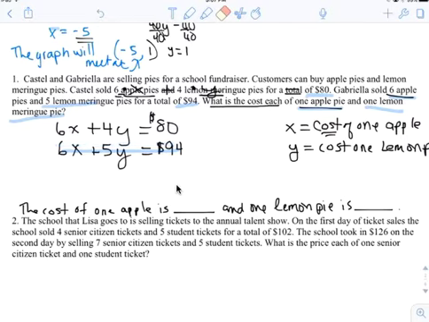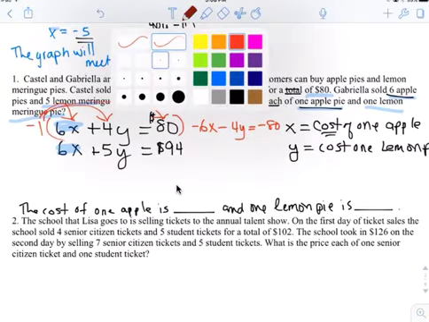Anyways, let's see. Which one do we want to eliminate? Okay, let's say we eliminate the x. X is easier because they're both 6. You see this? Okay. So multiply by -1, we get negative 6x, negative 4y. Because -1 makes that a negative. Equals -80. Okay? And then we leave the bottom one the same.